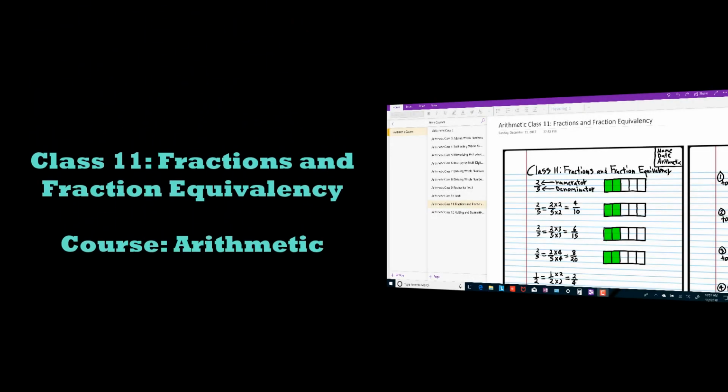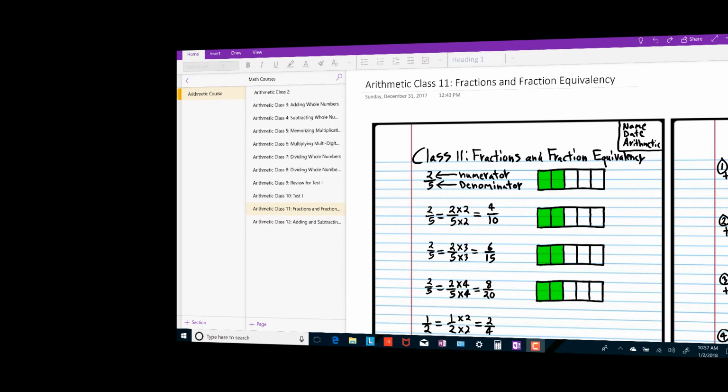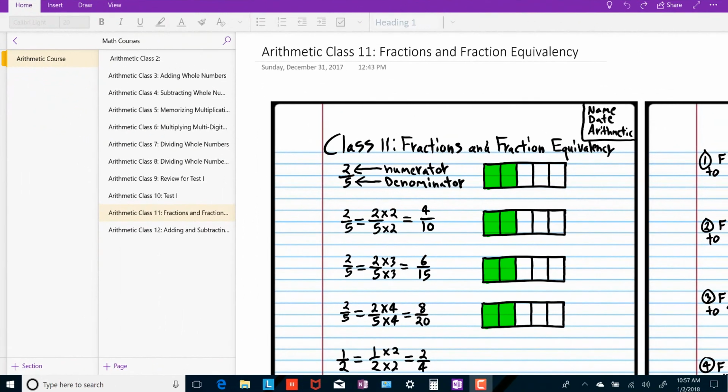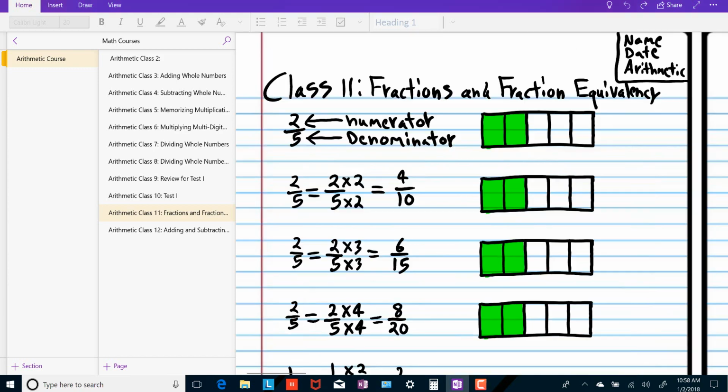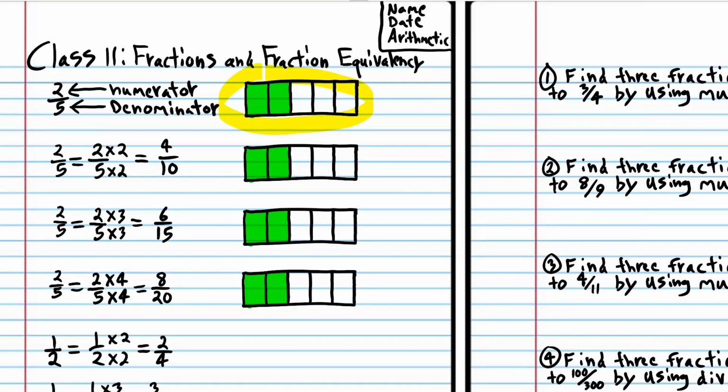This is class 11 of my arithmetic course. Today we're going to be talking about fractions and fraction equivalency. We haven't gone over fractions yet, so this is your first lesson in fractions. We're going to be using rectangles to describe fractions.